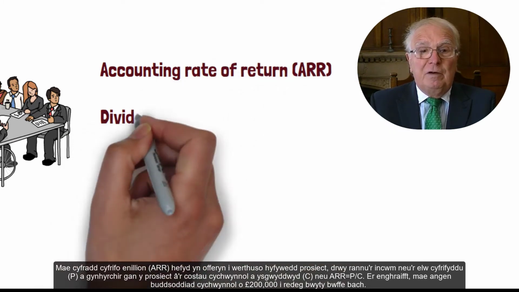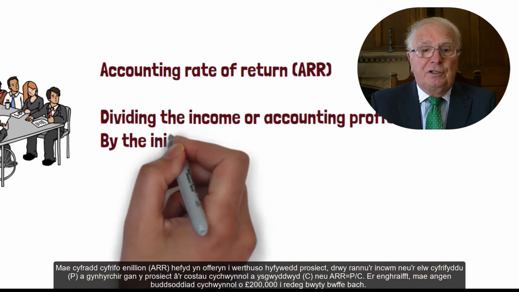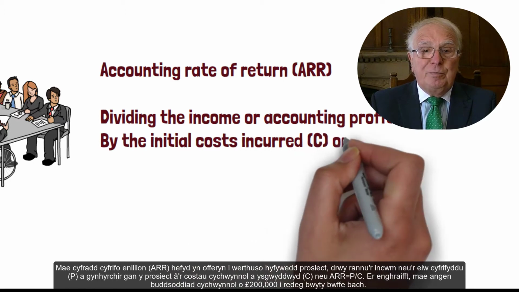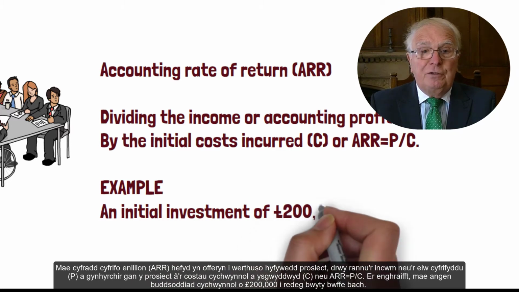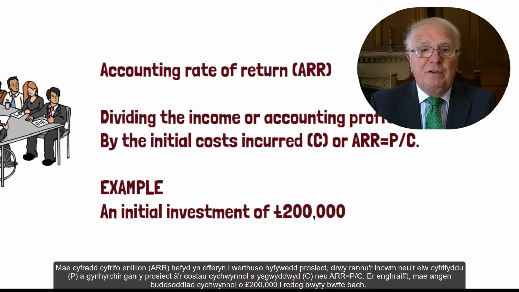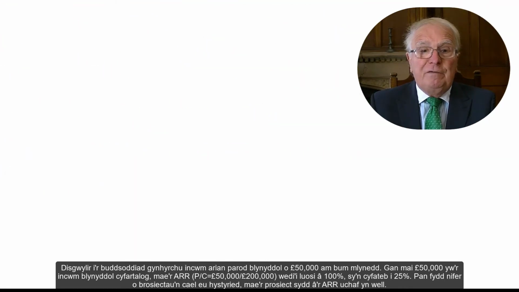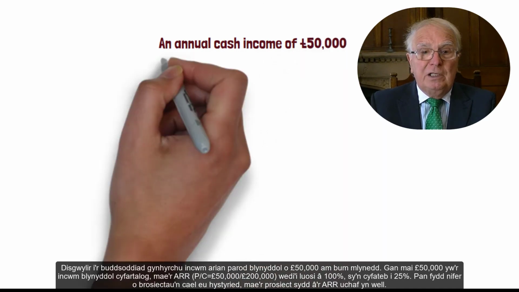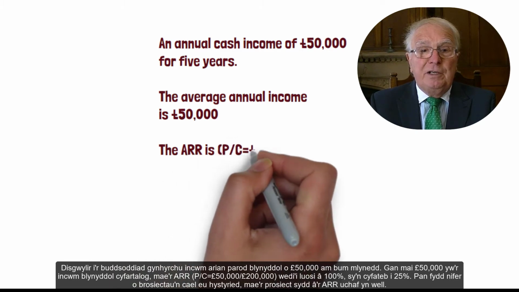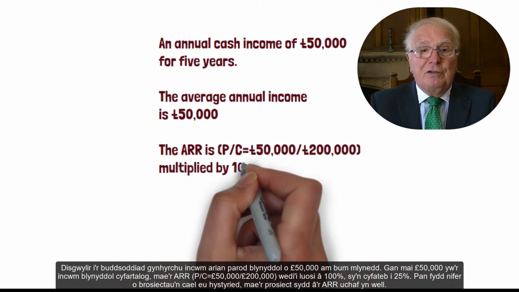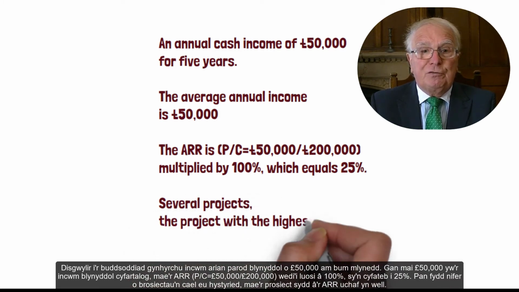Accounting rate of return, ARR, is also a tool to evaluate a project's viability. By dividing the income or accounting profits, P, generated by the project by the initial cost incurred, C, ARR equals P over C. For example, an investment of $200,000 is required to run a small buffet restaurant. The investment is expected to generate an annual cash income of $50,000 for 5 years. Since the average annual return is $50,000, the ARR is P over C equals 50,000 over 200,000, multiplied by 100%, which equals 25%. Just write these down.